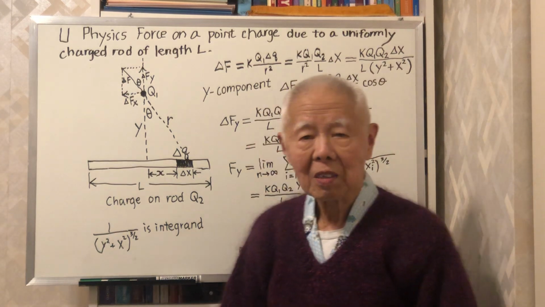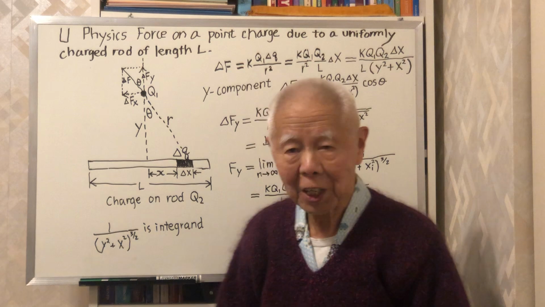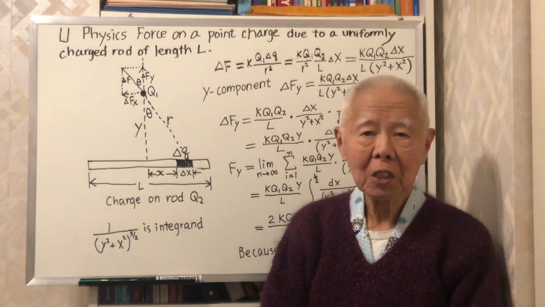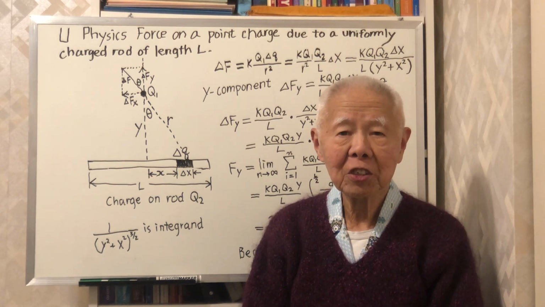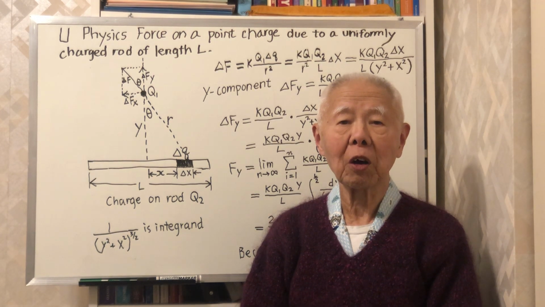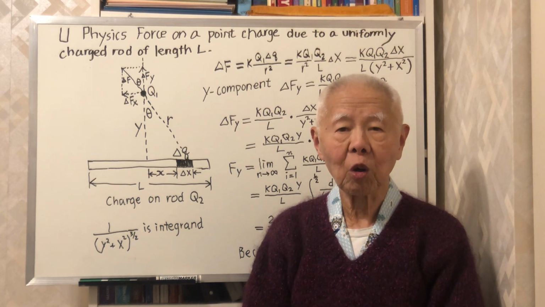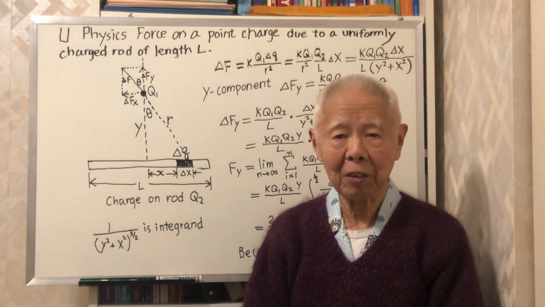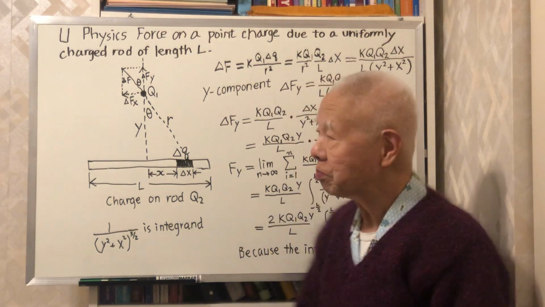Hello, this is a lesson in physics. Today we are talking about the force between a point charge and a uniformly charged rod. This rod has finite length of capital L. So this is the diagram.